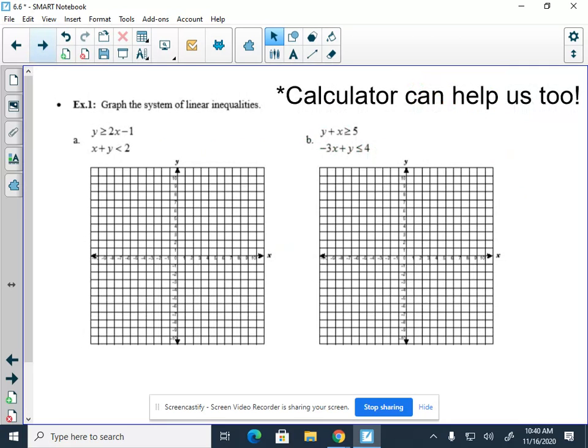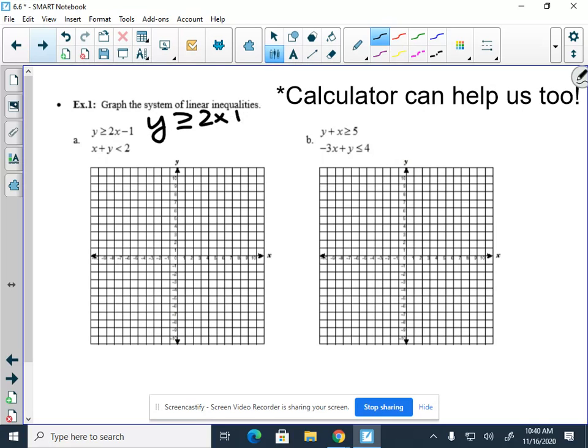Now, we've got 4 problems in this lesson that we're going to look at. At this point, you should be able to get y by itself. The first one has y by itself. It says y is greater than or equal to 2x minus 1. Okay, so you don't have to do anything. Y is already alone. You have to be able to identify m and b. M is 2 over 1, b is negative 1. So you should be able to graph this.